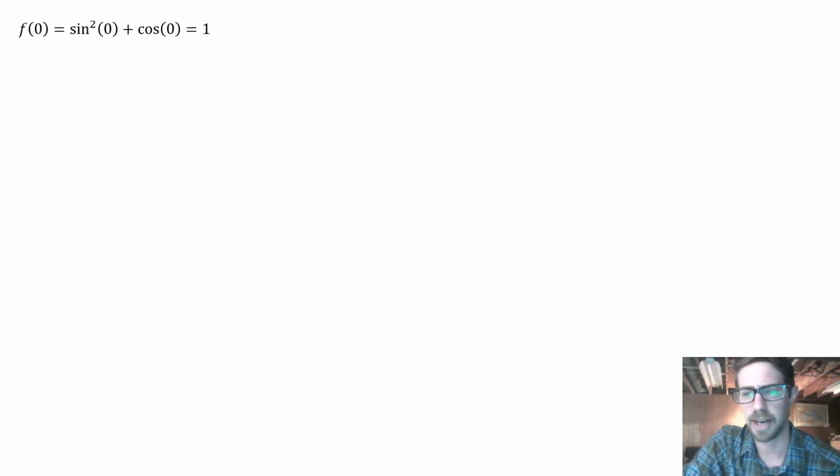So I'm just going to kind of breeze through this. You can use a calculator here. Just be careful with things like pi. So f of 0 is just cosine of 0, which is 1. You can see that from the graph.